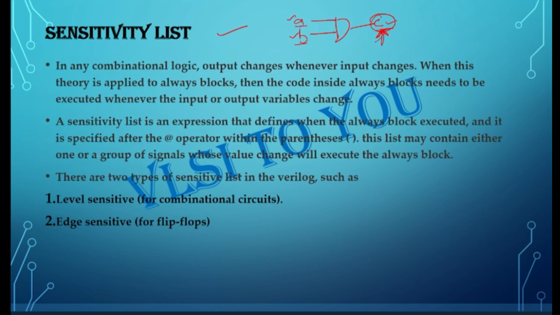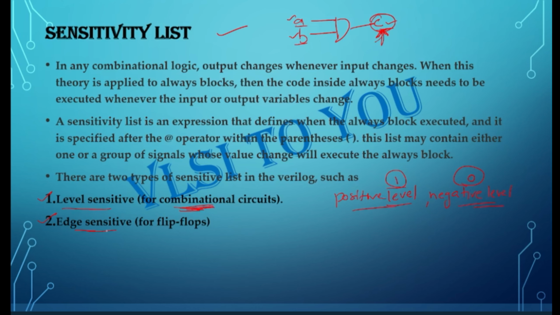In the sensitivity list, you have two types of sensitivities: level sensitive and edge sensitive. Level means either positive level or negative level, and you will mostly see this level sensitivity in combinational circuits. Positive level or negative level means either 1 or 0. When it comes to 1 or 0, you go for combinational circuits. That is why level sensitivity, positive and negative level, is for combinational circuits.